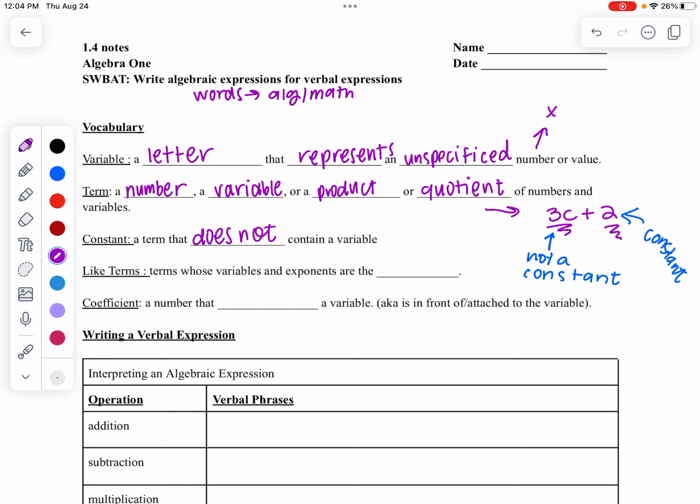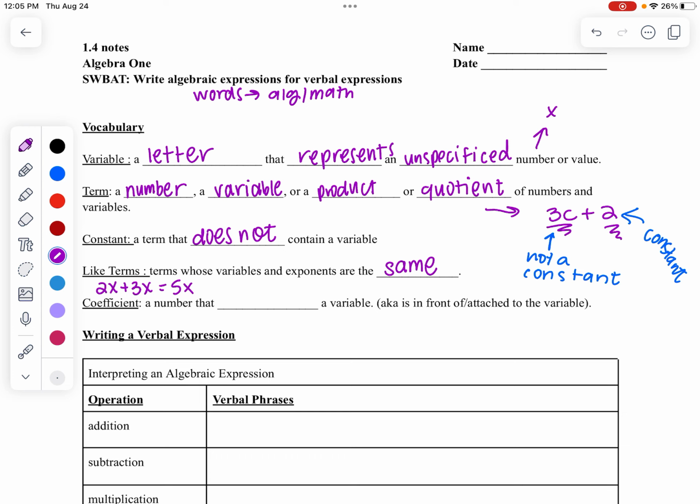Like terms is something that we're not really going to do on these notes, but we're going to talk about in class on Monday, and it's terms whose variables and exponents are the same. Also, because this is a video, if I'm moving too fast for you, you're welcome to pause at any moment. So for example, if you had 2x plus 3x, those are like terms because they have the same variable and the same exponent. If you were ever asked to combine them, all you do is add 2 and 3 and you get 5x.